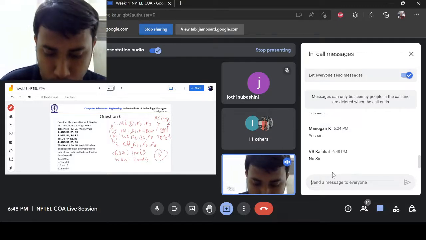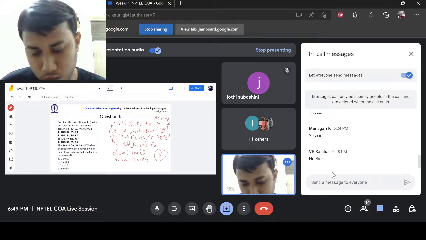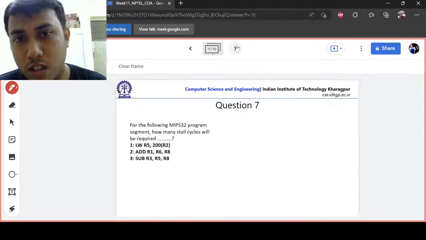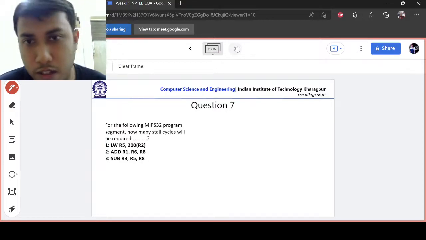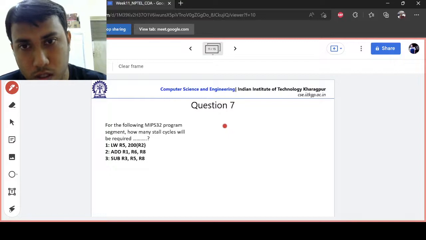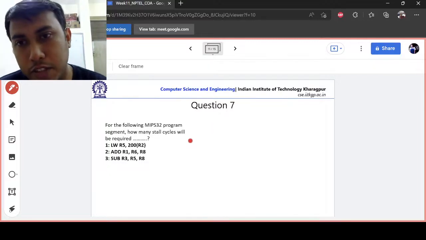Okay, so let's go to the next question. This is a continuation of the previous one. It is said we are executing these three instructions: a load instruction LW R5, an add instruction, and a sub instruction. So how many stall cycles will be required for this?